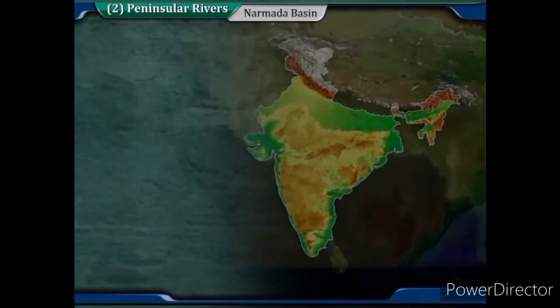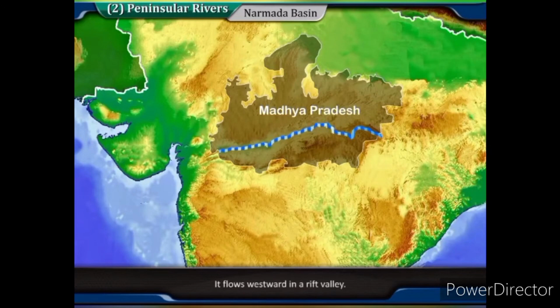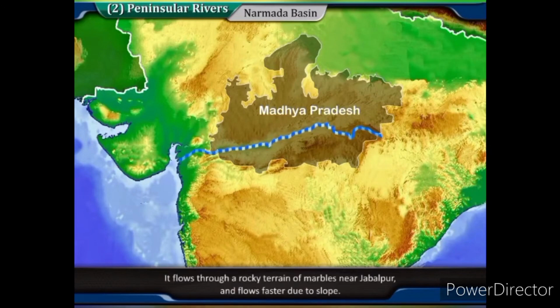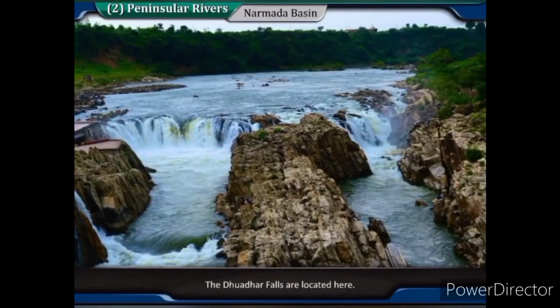Narmada Basin. Narmada originates near Amarkantak Plateau in Madhya Pradesh. It flows westward in a rift valley. It flows through a rocky terrain of marbles near Jabalpur and flows faster due to slope. The Dhuadhar Falls are located here.